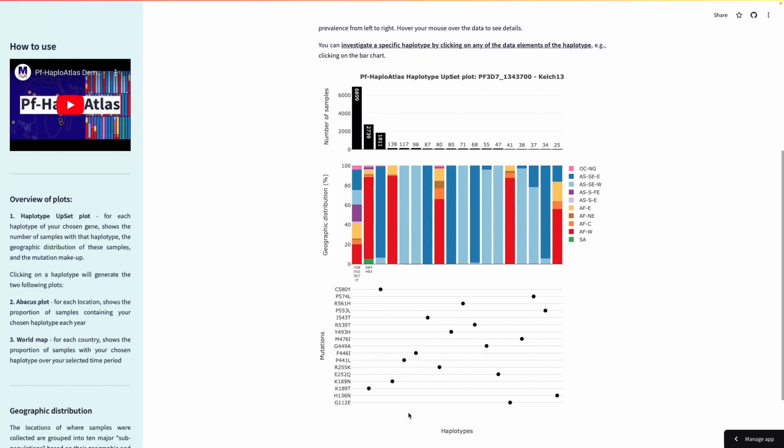So let's put this into practice for Kelch13. By looking at the first haplotype here, we can see that there have been 6,899 samples observed with this haplotype. And going down, we can see that there is a broad geographic distribution, as demonstrated by all of these different colours. The mutational composition section for this haplotype shows that there are actually no mutations, since there are no black dots here in this column. And that's because this haplotype is the same as the 3D7 reference lab strain's haplotype, and so there shouldn't be any mutations here.